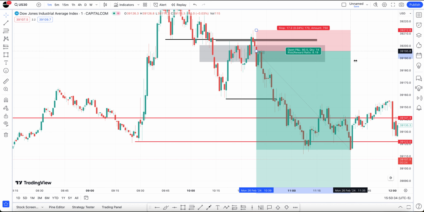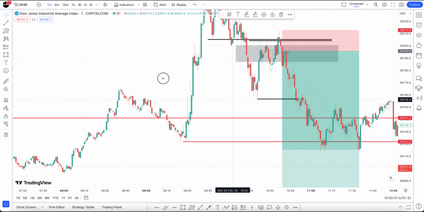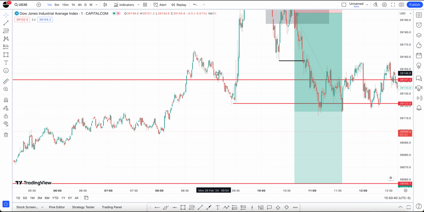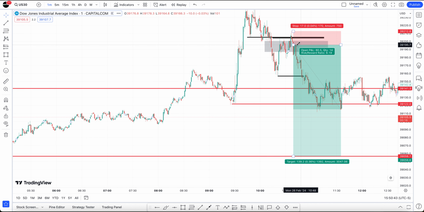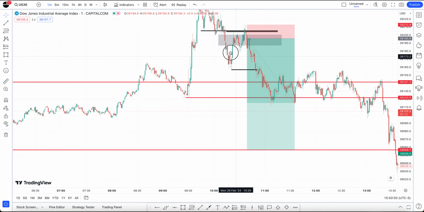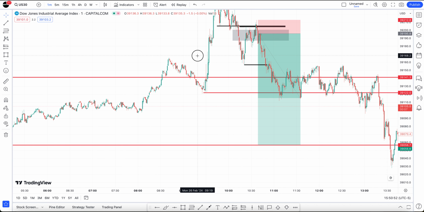And with this trade, you can see it's a 1 to 8R trade that hit, and I held full position just because after it took out this low, I moved my stop to a bit more than break even, so slightly into profit, and then I let the trade run.